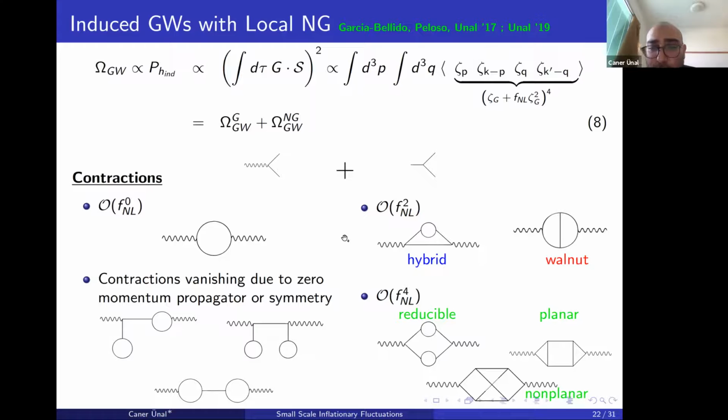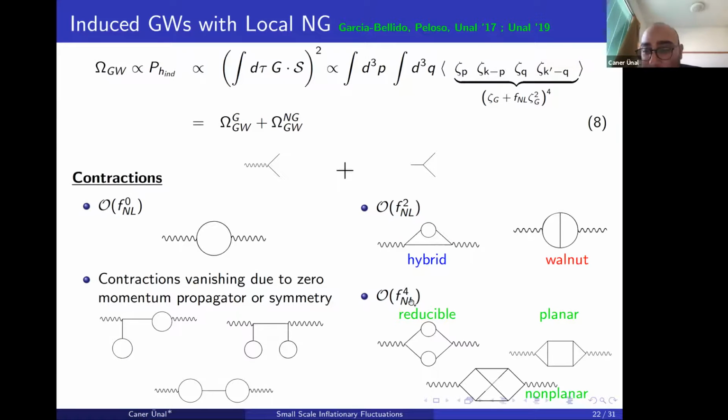So the game is the following: contract the scalar legs. That's the game. Two of these, or 4 of these. So at quadratic order in this, you can have these two diagrams. I give these names to them because the power spectrum is being modified. I call this one hybrid, and I call this one walnut because it had a really walnut-like shape. So these are the only two diagrams contributing to f_NL squared order.